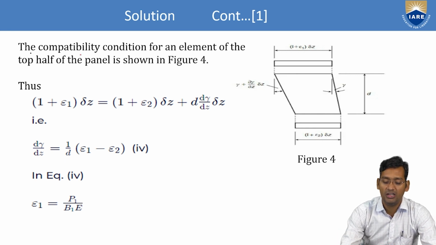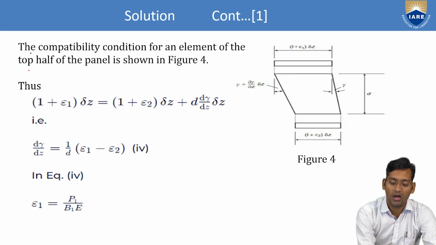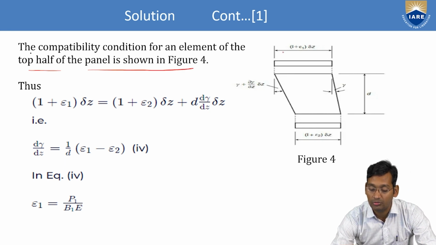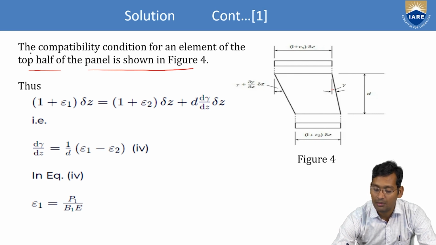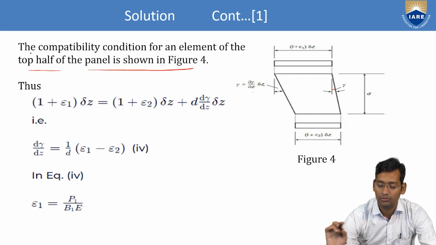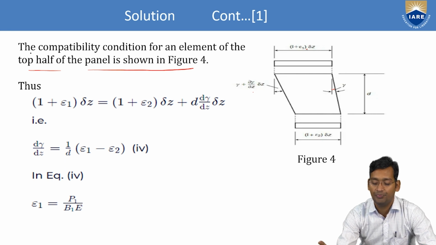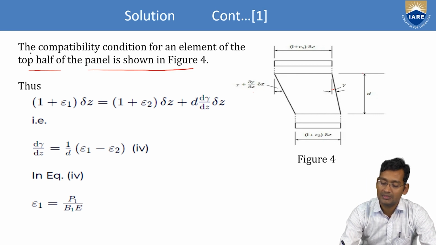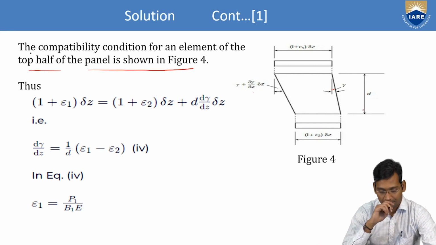Just we have to replace the value. The compatibility condition for an element of the top half of the panel is shown in figure of the top half. So here, this will be 1 plus epsilon 1 into del Z. Here, this angle is gamma, means this angle will be gamma plus del gamma by del Z into dou Z. And here is 1 plus epsilon 1 into del Z. So here this will be 1 plus epsilon 2 into del Z, and this is just given as D.